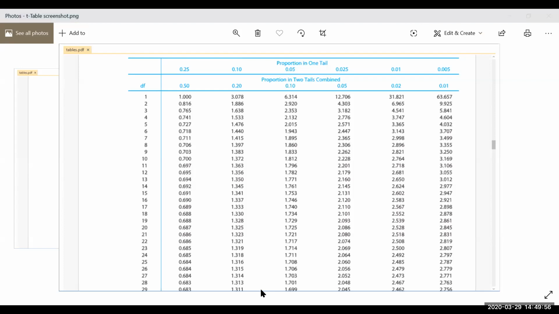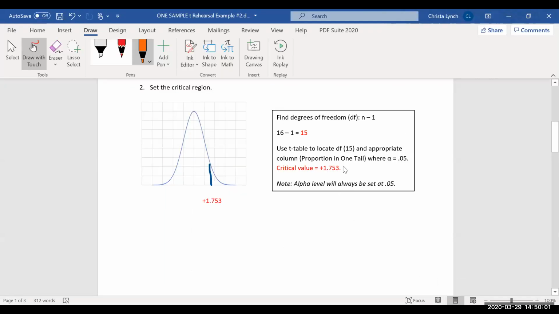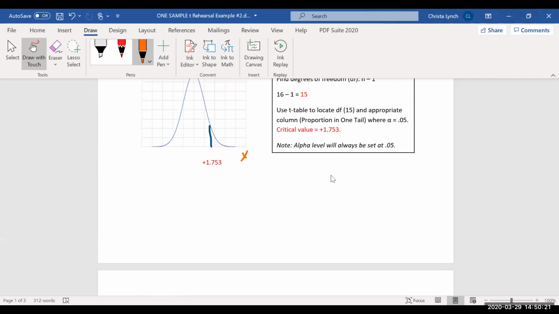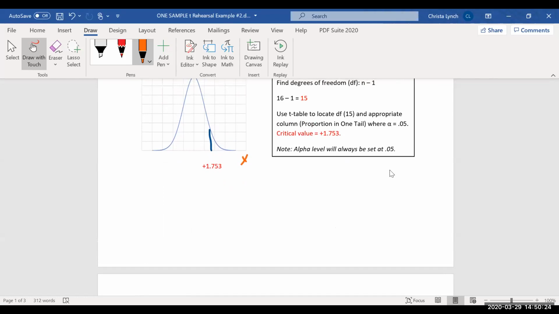So then we'll go back to our example, and we're going to write positive 1.753. It's all in one tail, and so that's where our critical region is. Okay. All right. Once again, just keep in mind the alpha level will always be set at 0.05, just in case you forget or you accidentally use the wrong column. Make sure you always know that the alpha will be 0.05.